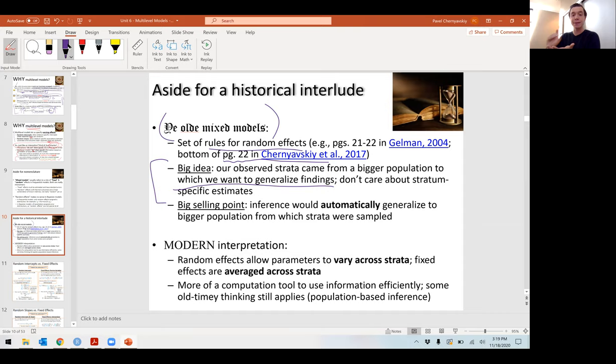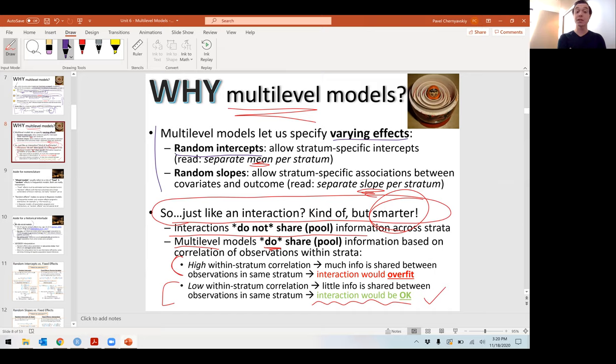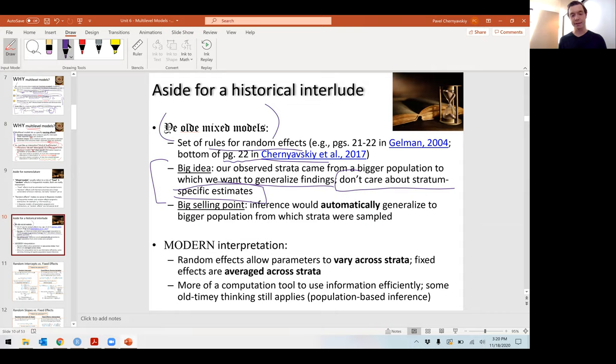Also, there was a thing about, well, we don't care about the stratum specific estimates. We care about the other set of estimates that average across strata. That too is sort of gone by the wayside because we very much care about these varying effects from this slide. We very much care about the slopes within different strata and how much they vary. It's incorrect to say that we don't care about them.